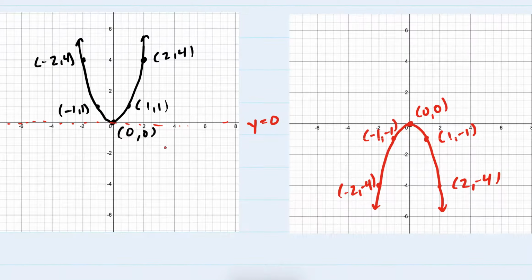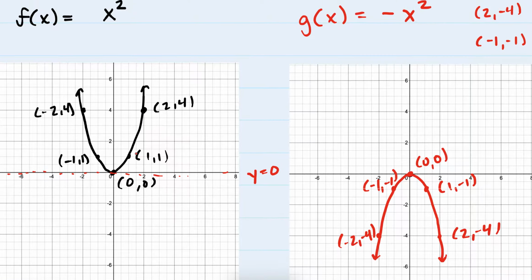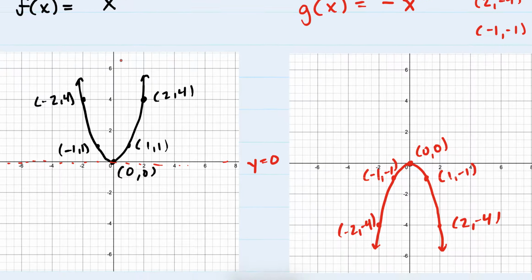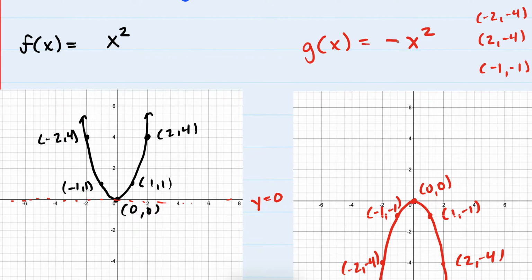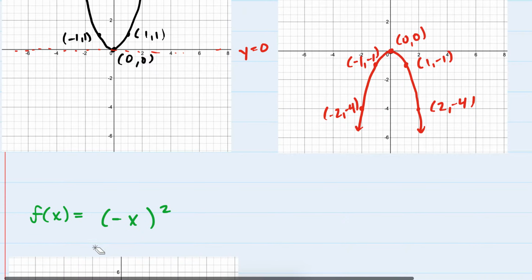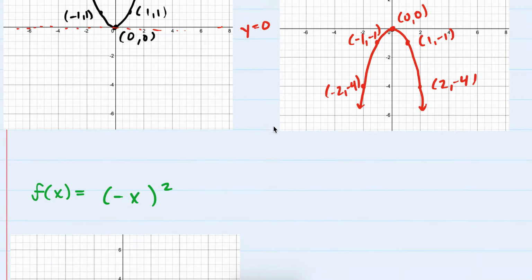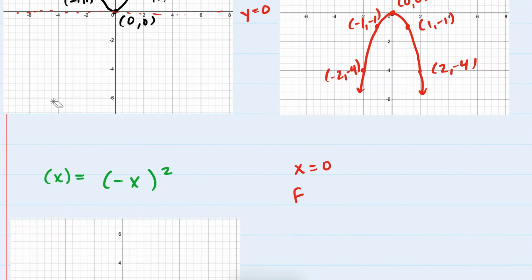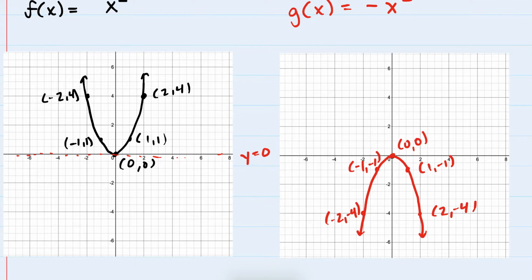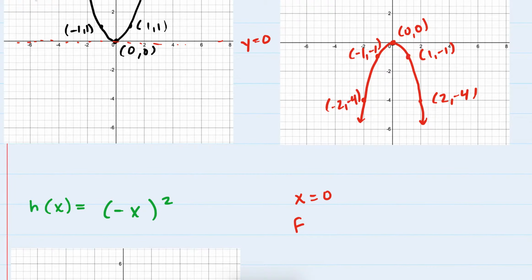Now let's also compare this parent function here, f of x is equal to x squared, to negative x squared. Now notice where I put the negative compared to this last one. So here I had the negative on the outside of this x squared. Now my negative is on the inside. Okay, so let's see what happens. I don't want to call it f because this one we're calling f. So let's call this h.